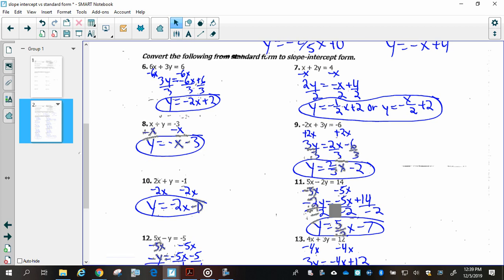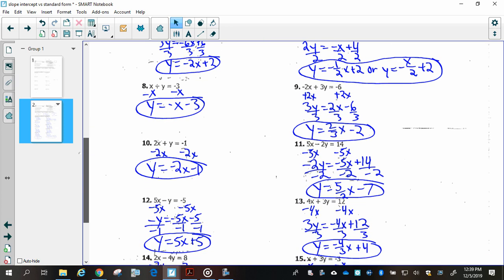For number 7. If you have a question, wait until the end. Let me go over the answers first, and then I'll go back over your questions. For 6, the equation was y equals negative 2x plus 2. 7, you could have written it either way. Y equals negative 1/2 x plus 2, or y equals negative x over 2 plus 2.